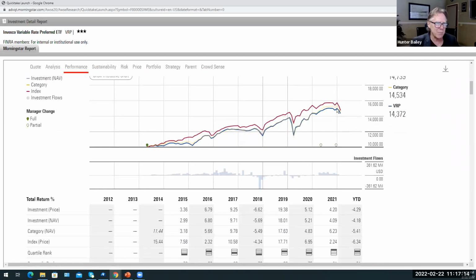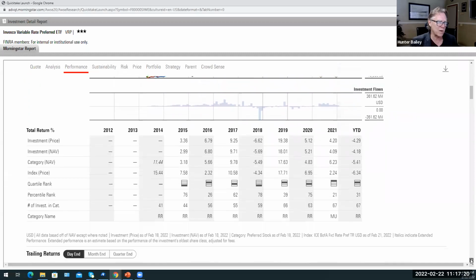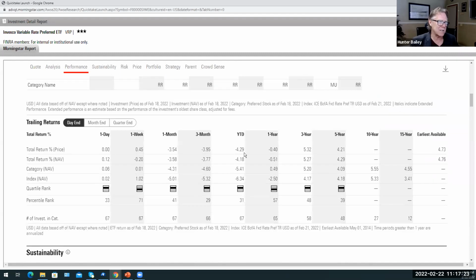I don't know if you can see that, but this little tail is slightly less than the index itself. I don't expect to perform the same because we're variable rate, but year to date, it's down 4.29 compared to 9% overall in the market. And its index is down 6.34.